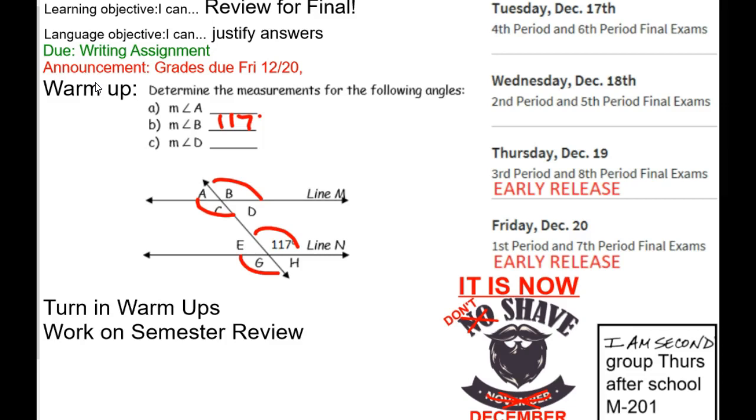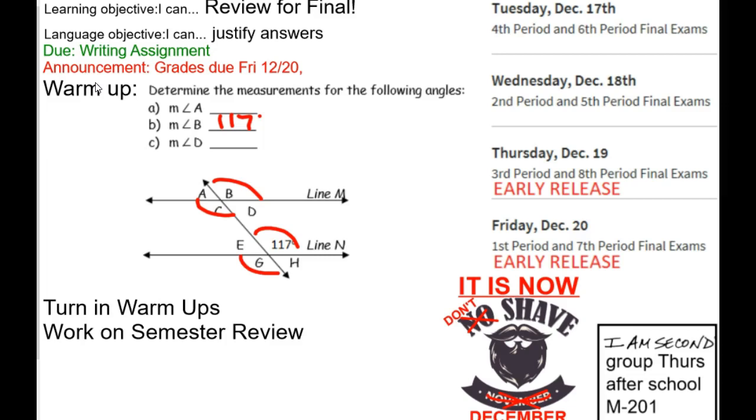Okay, corresponding. Now, B and 117 are on the same side, but they're not both in, they're not both out. One's in and one's out. So that's the weird one. This is corresponding. Here's another one. What about C and 117? What are those? Alternate interior. That's good, right?